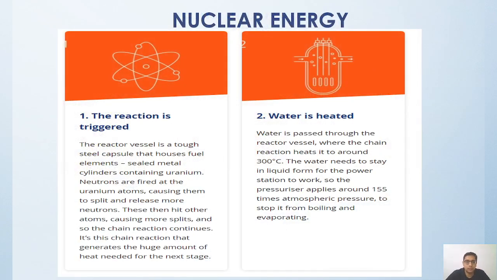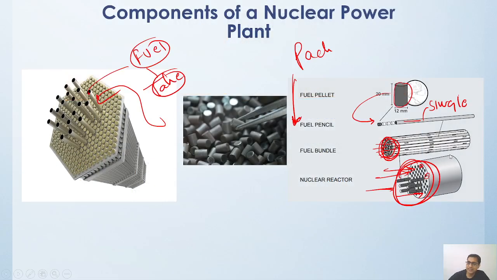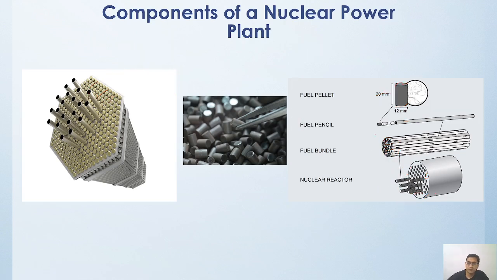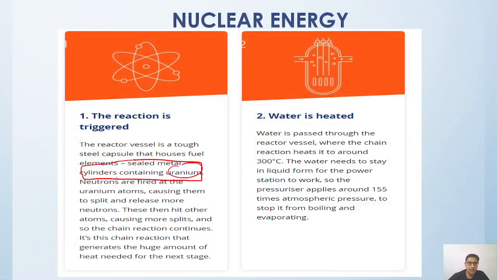Now I have already told you, but here I have given you a schematic diagram. What is happening? The reaction is triggered. We have a sealed metal cylinder, which I already showed you, where the uranium is, and neutrons are fired at a uranium atom.